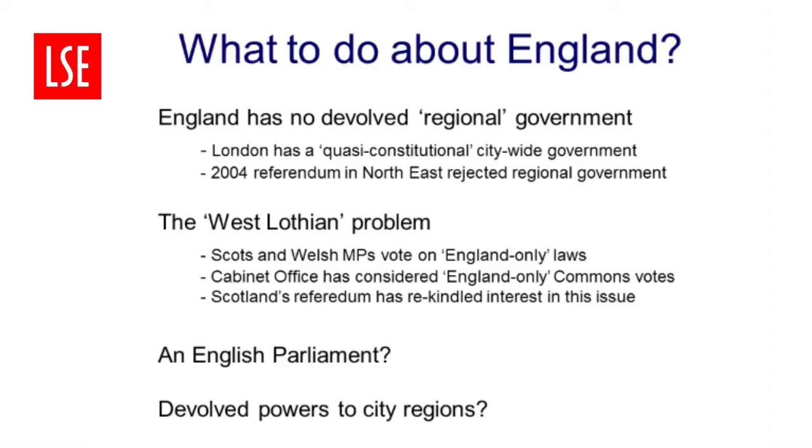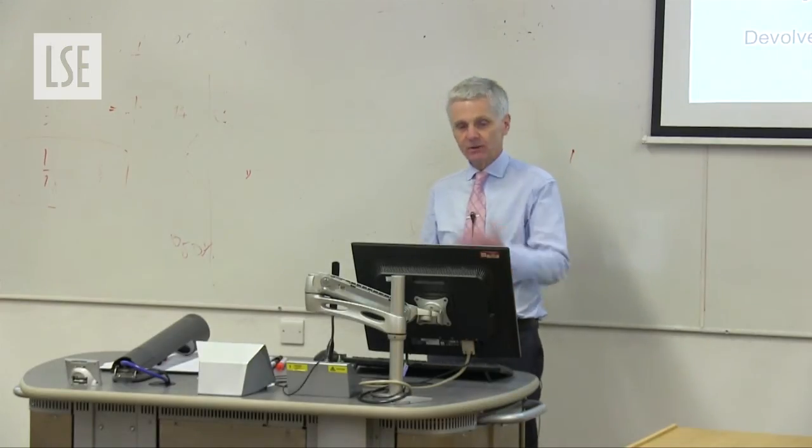There is the so-called West Lothian problem as a result of there being no devolved government in England, which is that Scottish and Welsh MPs vote on England-only laws in the UK Parliament. In fairness, SNP MPs have chosen not to do that. But this matters enormously for the Labour Party and therefore for the Conservatives, because Labour has a large block of Scottish MPs. The Conservatives only have one MP in Scotland, so it matters rather less. And Wales has a more plural mixture of MPs.